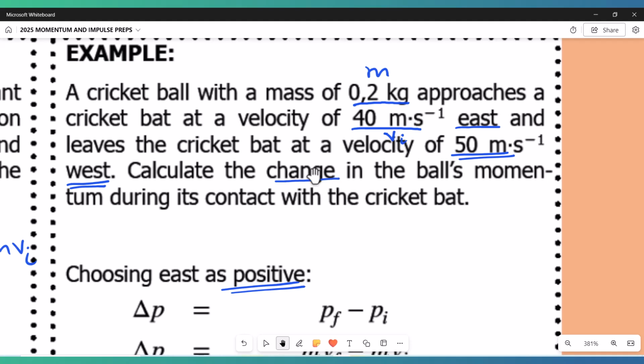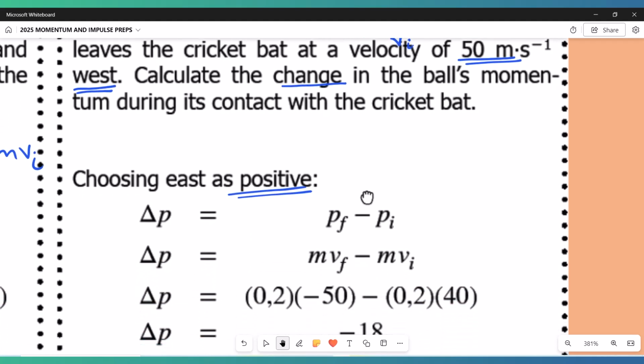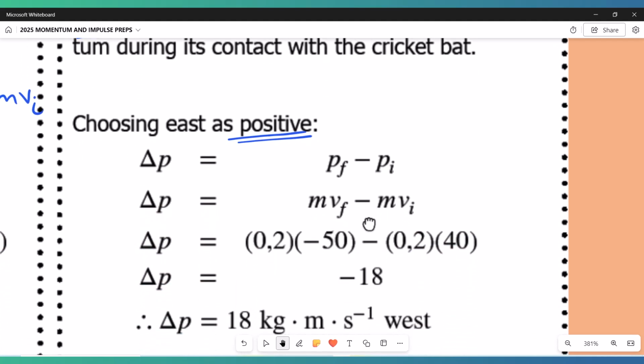Now, because it leaves 50 meters to the west, it's going to be negative 50, because if east is positive, then west must be negative. Hope we are together. That's why in here we are saying mv final, but final is negative 15. What about the initial? It is positive 40. Hope you can see that here it's positive 40. This is negative 50. So with our calculations here, what's our change in momentum? It is negative 18 after our calculators here.